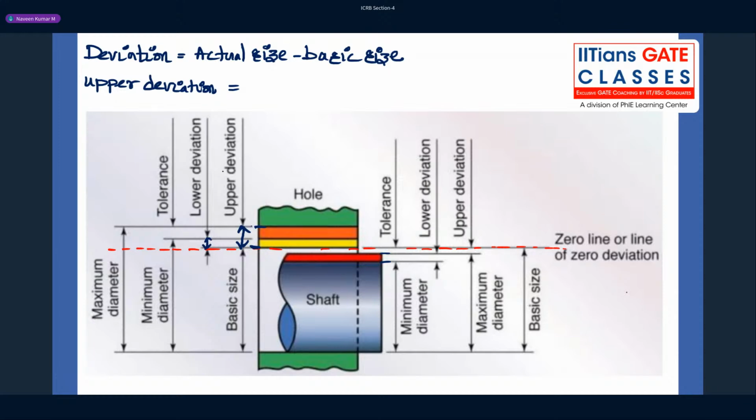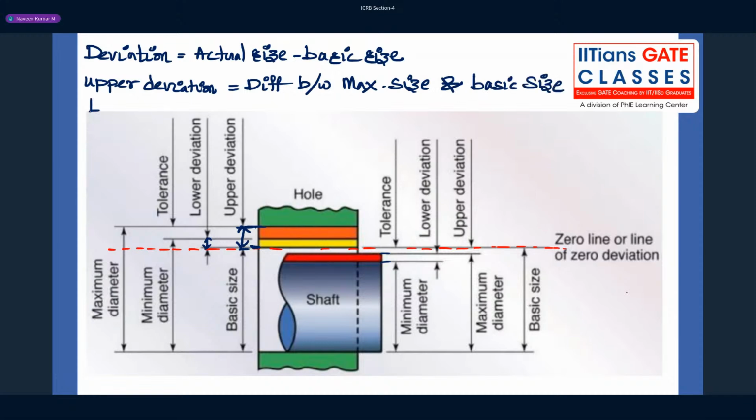The maximum size of hole, this is the maximum size of hole, obviously, minus the basic size. Basic size will coincide with the zero line. So I'll write: difference between maximum size minus basic size, and I'll write basic size or zero line.